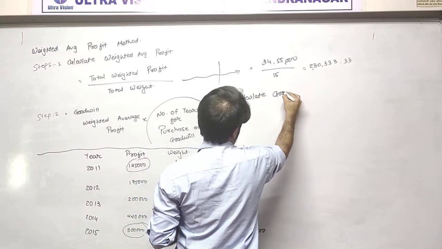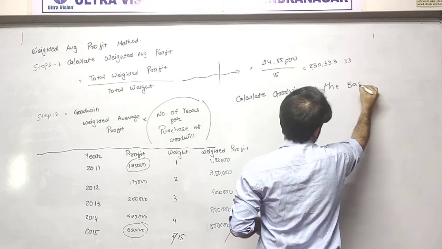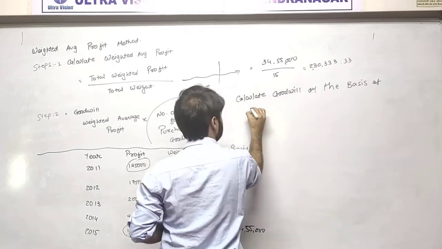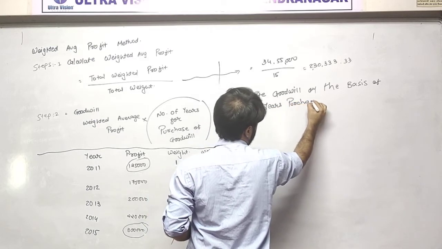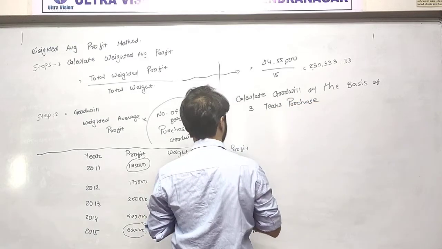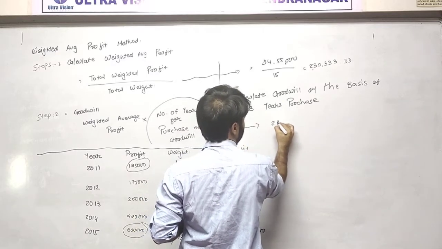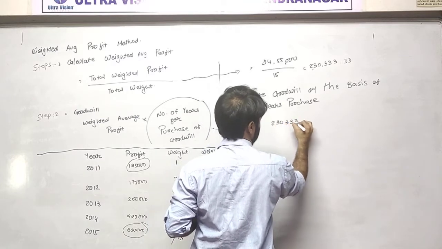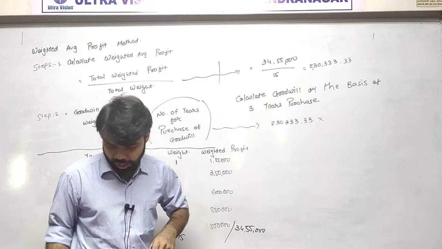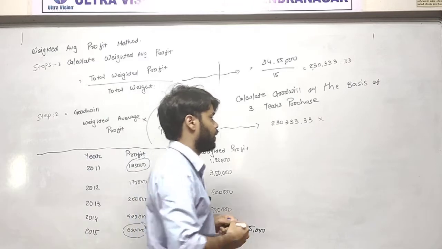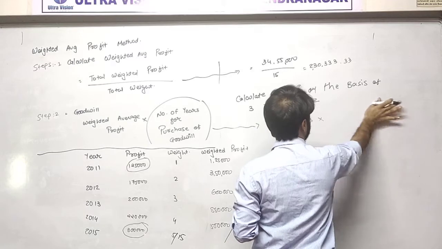Calculate goodwill on the basis of years purchase. So we follow the second step: 2,30,333.33 into, the answer is 6,91,000.